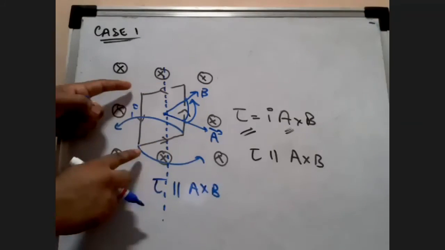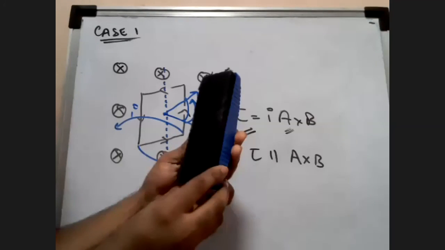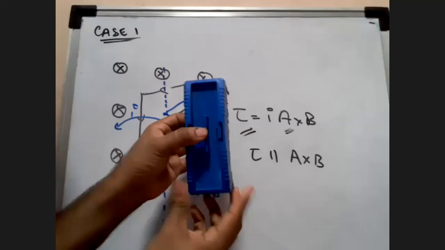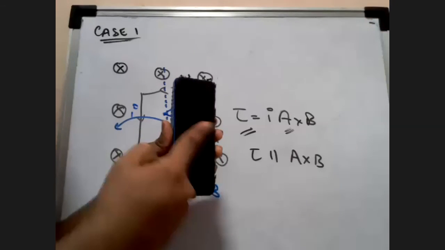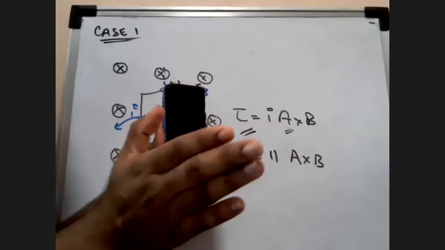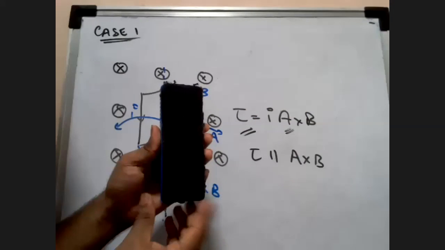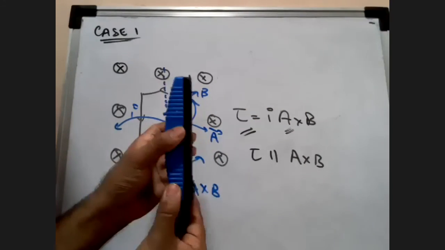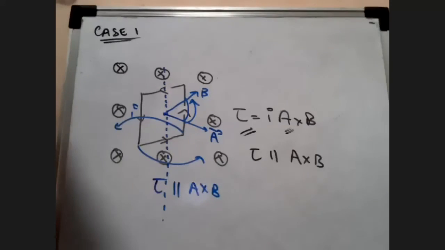So the entire loop, maybe you can consider this to be the loop, it will basically rotate like this. Why? The area vector of this is coming out towards you. Magnetic field is inside. A cross B is going inside. So my plane also will move like this, A cross B. Is that clear, everyone? Yes or no?